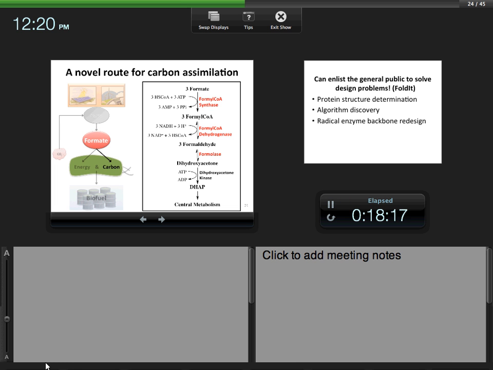And then we've designed an enzyme, this was done by Justin Siegel when he was in my lab, that converts 3 formaldehyde molecules to dihydroxyacetone, which then can go into central metabolism. And the idea is that formate is essentially providing both the energy and the carbon source in this pathway.